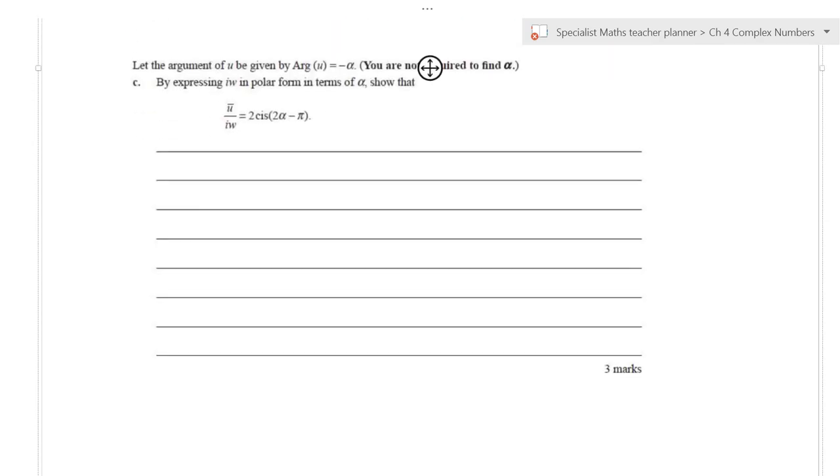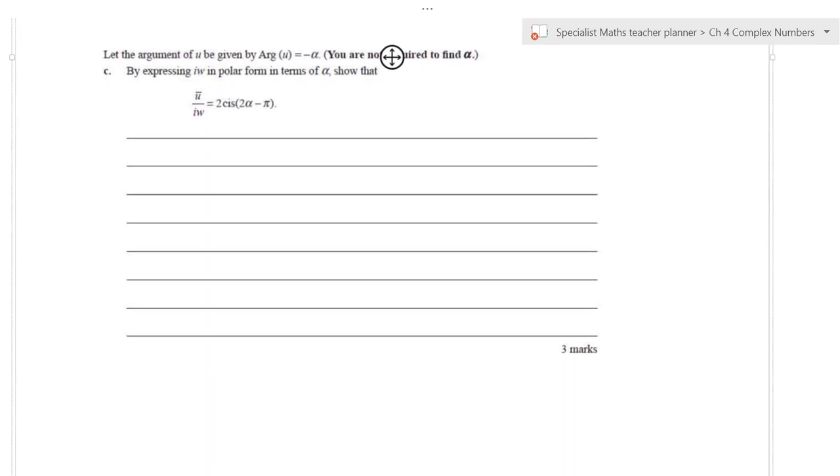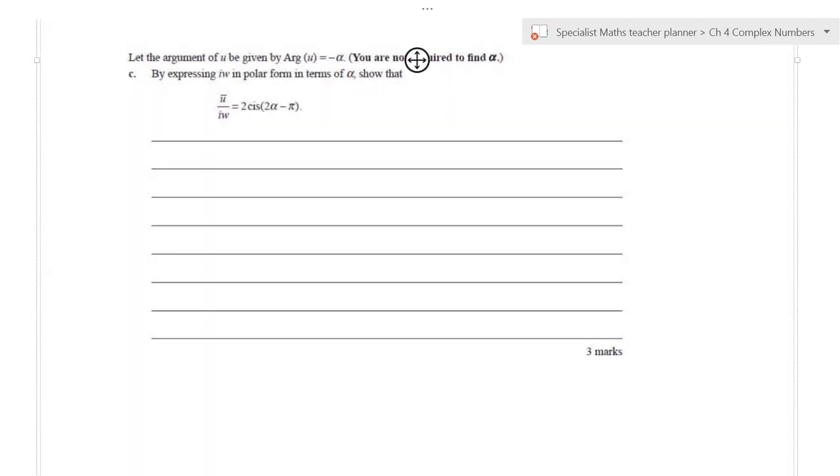So I want you to have a bit of a read of this question here. Now, think about it. What have we just done in part 1? We've done a show that question. And now they're saying, let the argument of u, arg u, be equal to negative alpha. By expressing iw in polar form in terms of alpha, show that this.